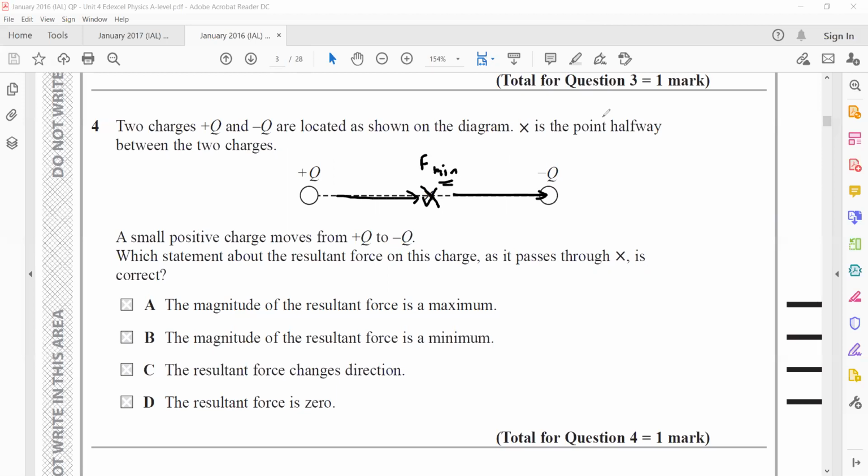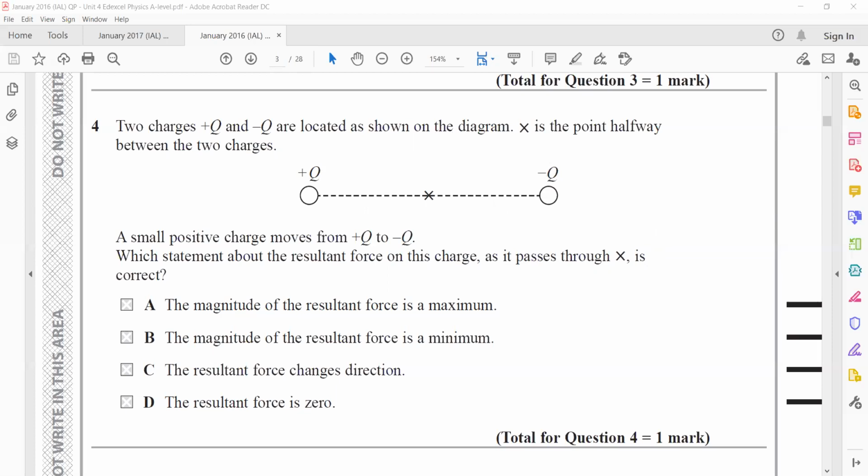Is it clear? Why is the resultant force minimum at the center? Because at this point it is very close to the negative charge, so there is greater attraction and less repulsion, and the resultant force is higher. At this point, greater repulsion, less attraction, but the resultant force is higher. But at this point, small repulsion and small attraction, so the resultant force, which is the sum of the two forces due to plus q and minus q, will be minimum or small. Is it clear, this part?